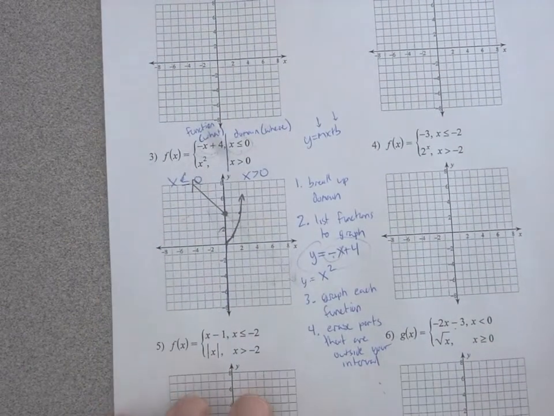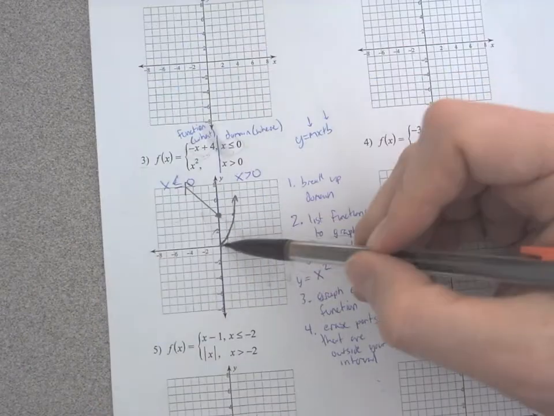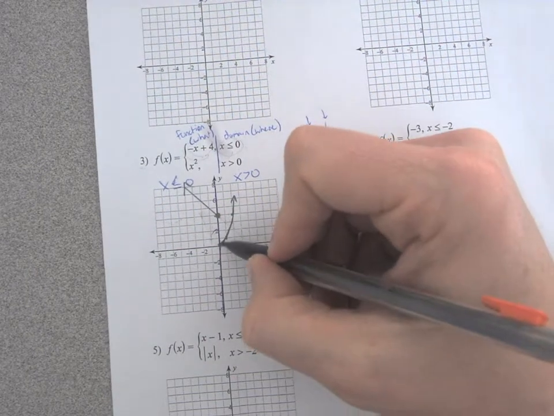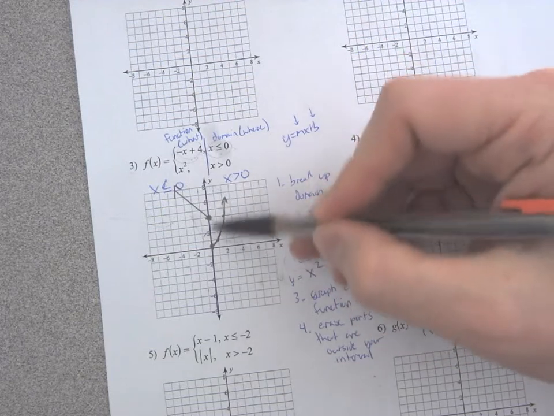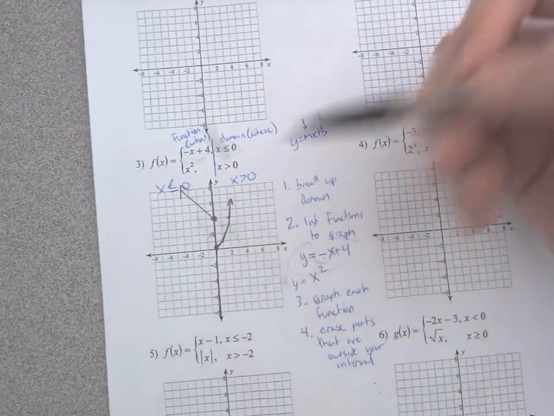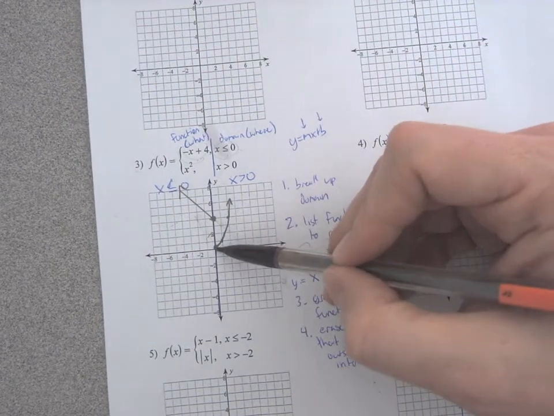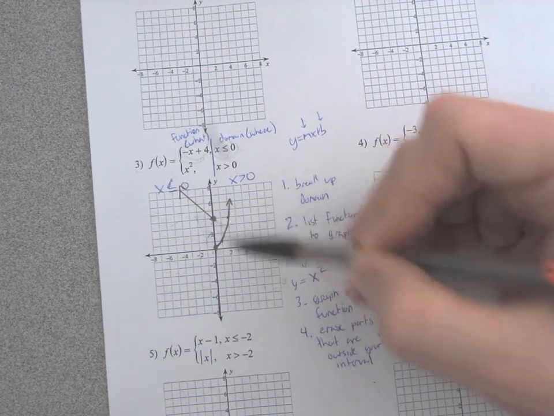Now there's one more step here, and that's we have to figure out what happens here. Remember that if a vertical line can cross a graph twice, it's actually not a function. It's the vertical line test. So I'm not allowed to have a point here and here. I've got to figure out which one to use.